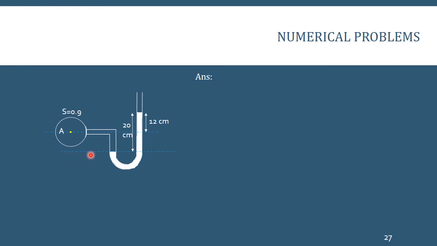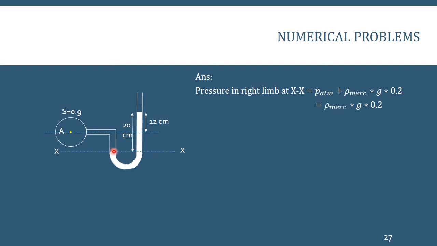So I'm going to take the line XX at the interface and find out the pressure in the right limb at XX. That is going to be P atmosphere plus rho mercury into G into 20 centimeter, which is 0.2 meter. So that is going to be the pressure at the right limb at XX. P atmosphere is taken to be 0, so pressure in the right limb at XX is going to be equal to rho mercury into G into 0.2.